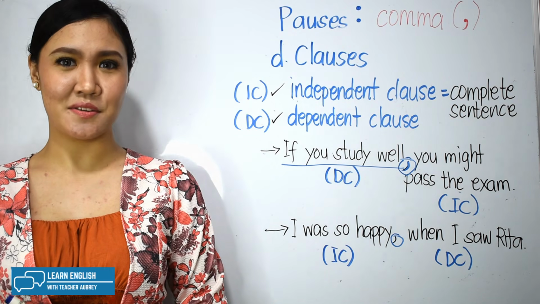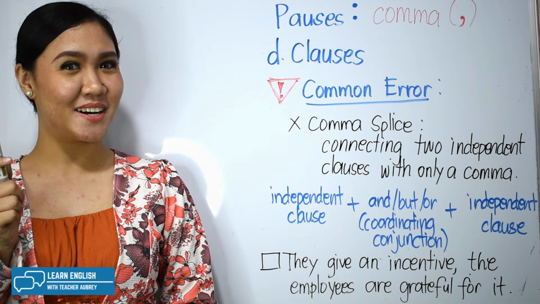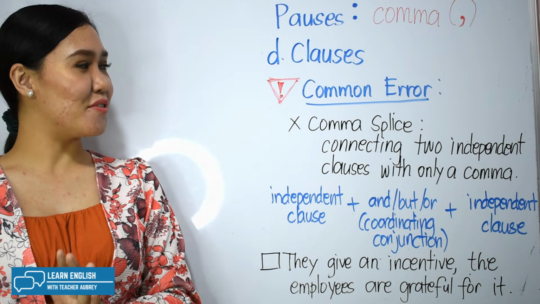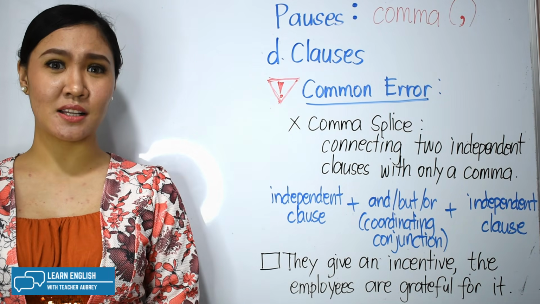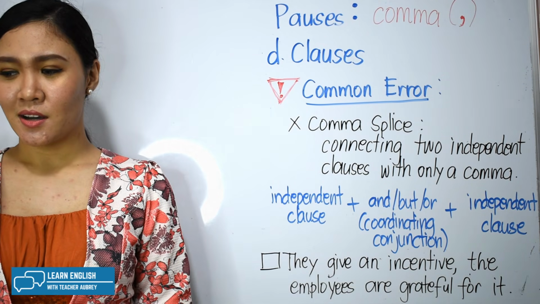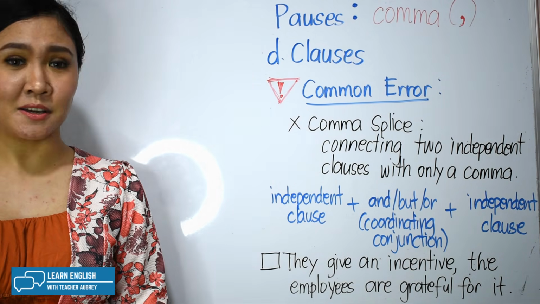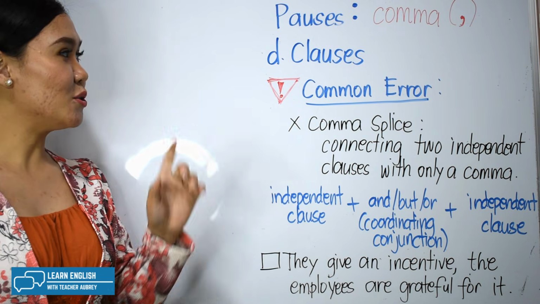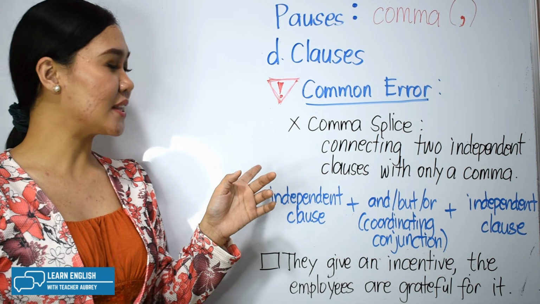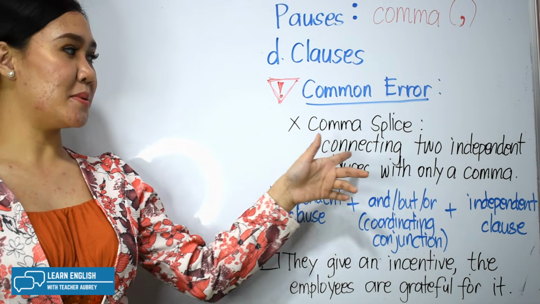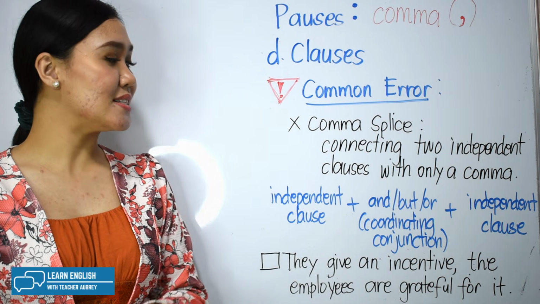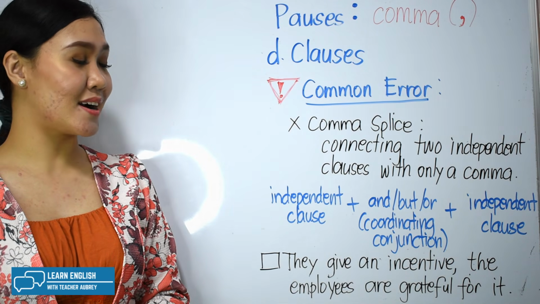Let's have other examples. Oops, but before we proceed to the other examples, we have a common error in the English grammar that most users are commonly committing. Ano nga ba 'to? Ito yung common error natin sa paggamit ng comma. May tinatawag tayong comma splice. Comma splice. And what is that? That is connecting two independent clauses with only a comma.